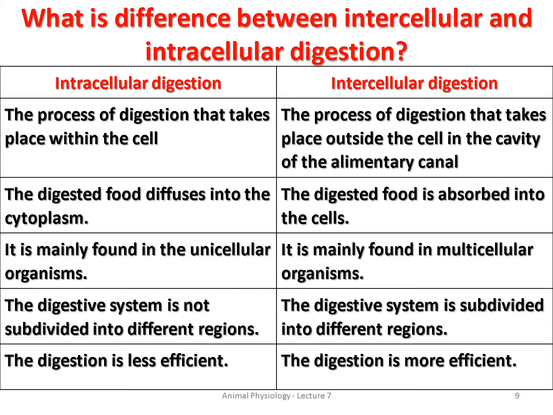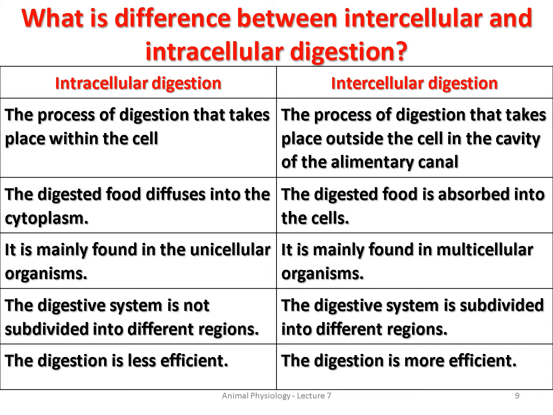See, here in intracellular digestion, the process of digestion takes place within the cell. But here, the process takes place outside the cell. Okay. Then here, the digested food diffuses into the cytoplasm, but here it is absorbed into the cells. Then intracellular digestion is mainly found in the unicellular organisms, lower organisms, and intercellular is mainly found in multicellular organisms, that means higher animals. Okay.